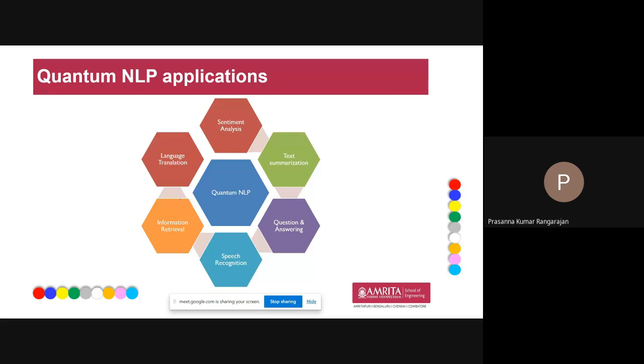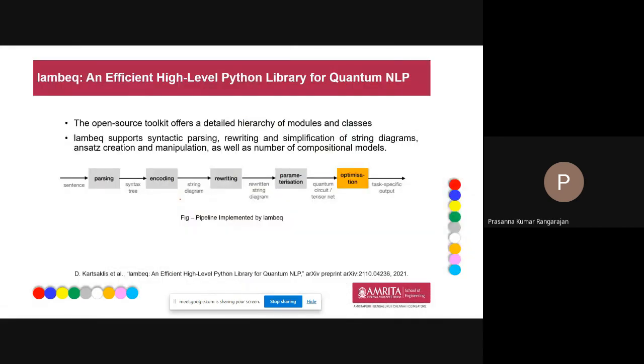Let me just move on to the next slide. I just wanted to introduce certain libraries and frameworks that are available for QNLP. In my presentation I have given the paper, named Lambeq, an efficient high-level Python library for quantum NLP. Actually, this is an open source toolkit. You can see in the slide that I have mentioned it's an open source toolkit that's available.